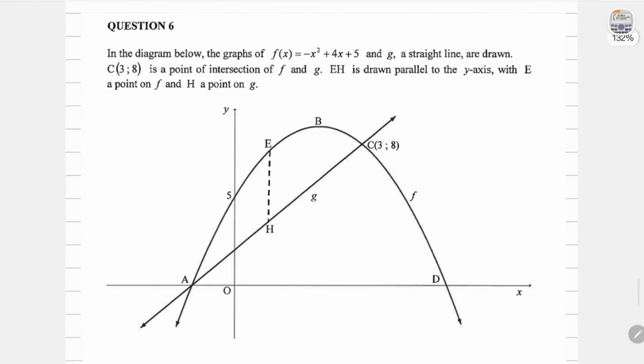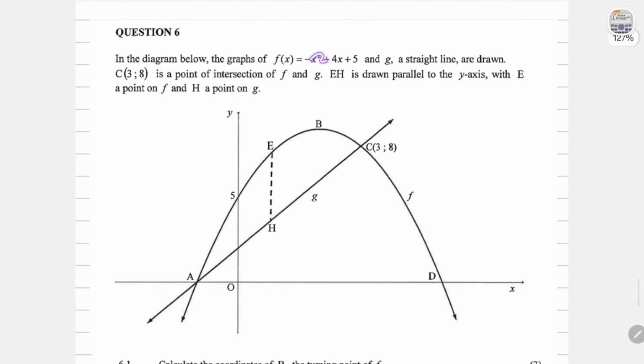Question 6 says, in the diagram below, the graphs f of x, which is equal to that, and g, a straight line, are drawn. So we have a parabola and a straight line. C, which is (3; 8), is a point of intersection of f and g, as we can see. EH is drawn parallel to the y-axis. So it is a vertical line with E a point on f and H a point on g.